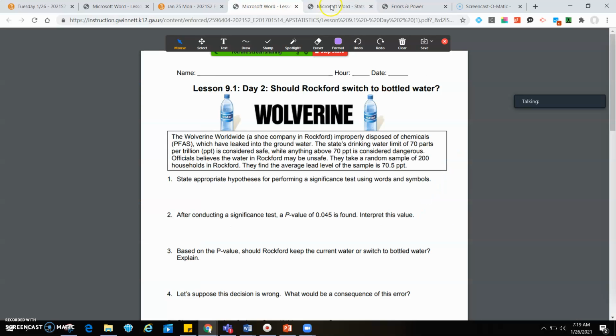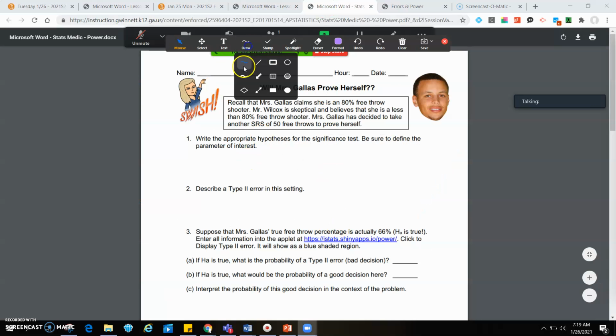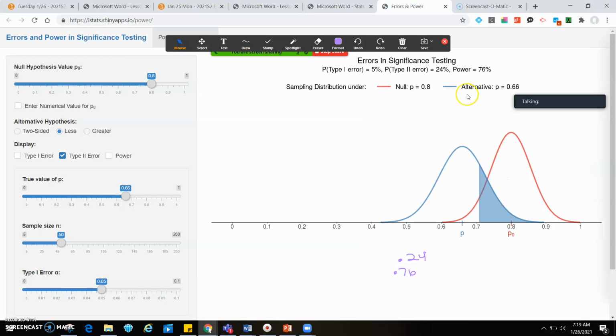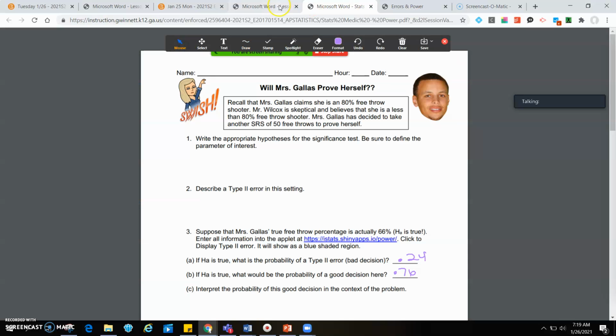Okay, so going back to our Word document, we've got a 0.24, okay? If HA is true, what would be the probability of a good decision here? 0.76, which you can also find from here, the power, which is 0.76. Okay, so this is type 2 plus the power, which is going to equal 1. Okay, so again, this is type 2, and then this is the power.